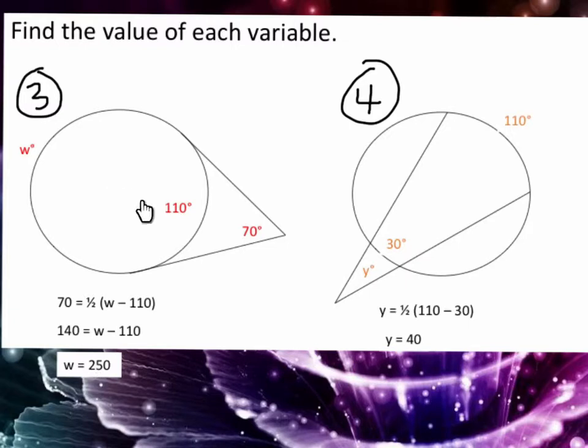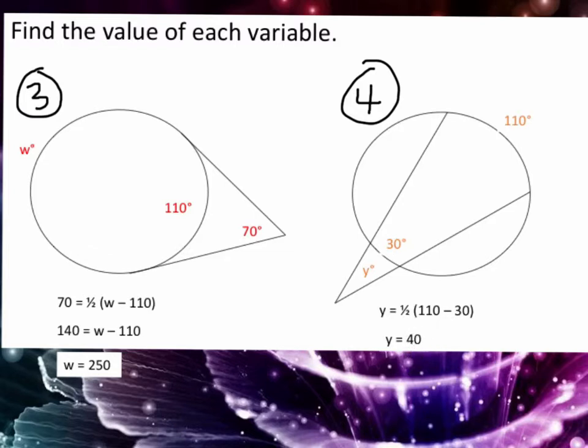You could check it too to make sure that it works. You should be able to subtract these two, divide it by 2, and get the 70. And then for number 4, we are looking for the outside angle. So we'll just set up our equation. It's major minus minor, and divide that by 2. So you get y equals 40 degrees.